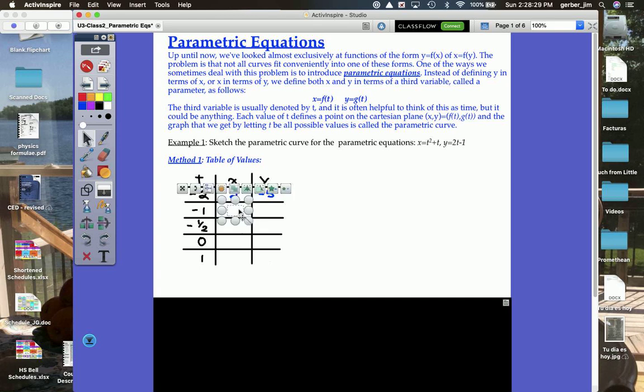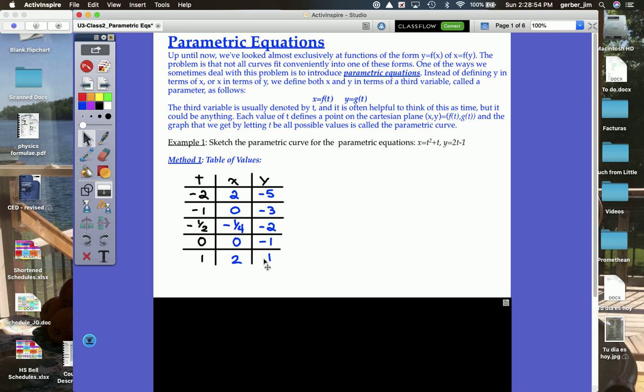Similarly, we let t equal negative 1, and we find that x is 0, and that y is negative 3. If we let t equal negative a half, we find that the x-coordinate is negative 1/4, and the y-coordinate is negative 2. If we let t equal 0, we already found out that that's the point (0, negative 1). And when t equals 1, we have that x is 2 and y is 1.